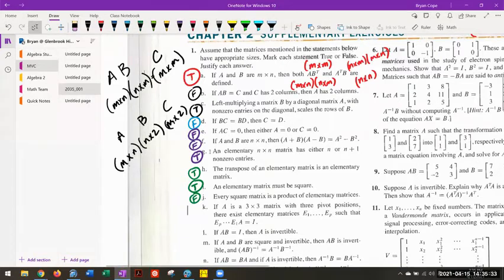If A is a 3x3 matrix with 3 pivot positions, there exist elementary matrices E1 through EP such that EP through E1 A equals I. Yep. That's great. What do you think, Sangbum? I mean, it looks true, but I'm not sure. It looks true. Okay, it is true, Sangbum, and everyone, it is true.